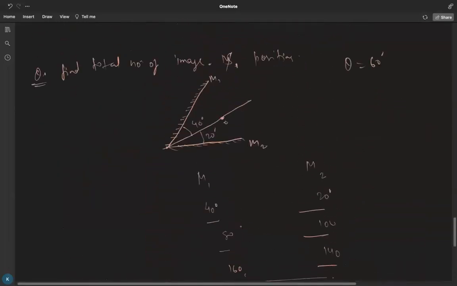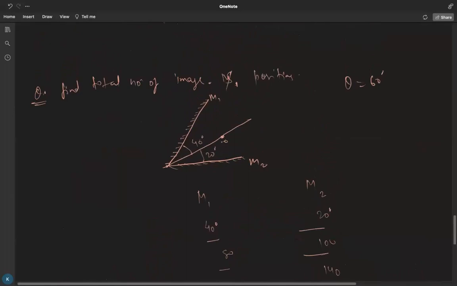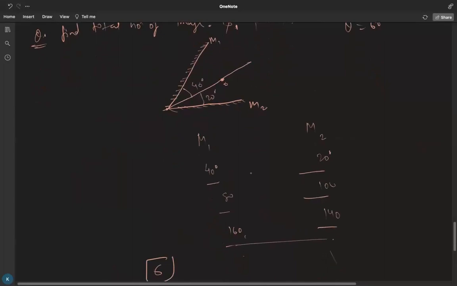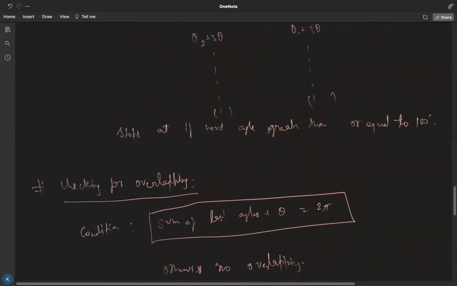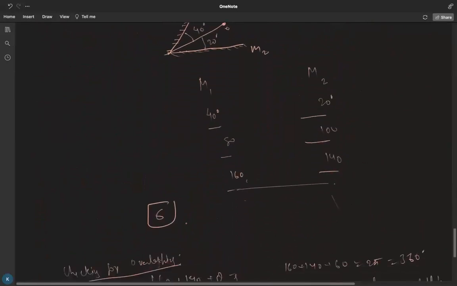Let me tell you again. First, the angle between the line joining the object to the center and the first mirror is 40 degrees, and the same for mirror 2 is 20 degrees. So you have to write the two mirrors, write the angle between them first, and then add the angle between the mirrors diagonally. I'm doing the same thing, and in this case you have to find one thing.